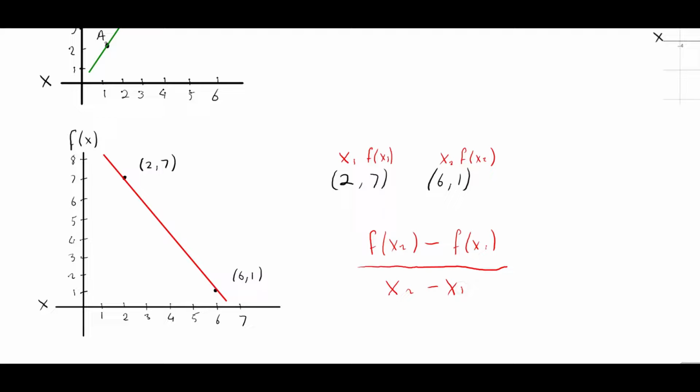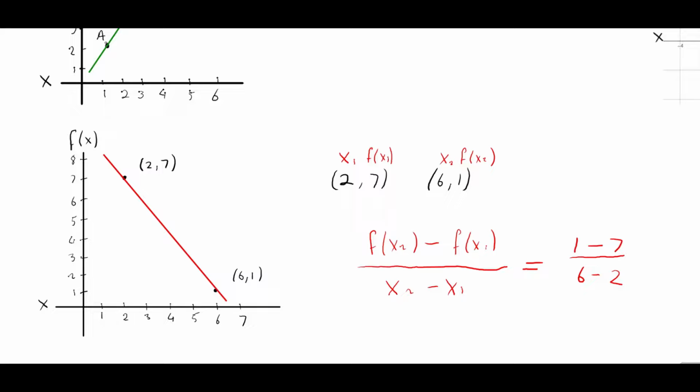It mightn't be apparent why we're doing this at the moment, but there'll be a reason for this when we go on to future videos and we're looking at differentiation by first principles. So for this one here, we're going to get f of x2, which is going to be 1, minus f of x1, which is 7. And then we're going to get x2 minus x1, so that's 6 minus 2.